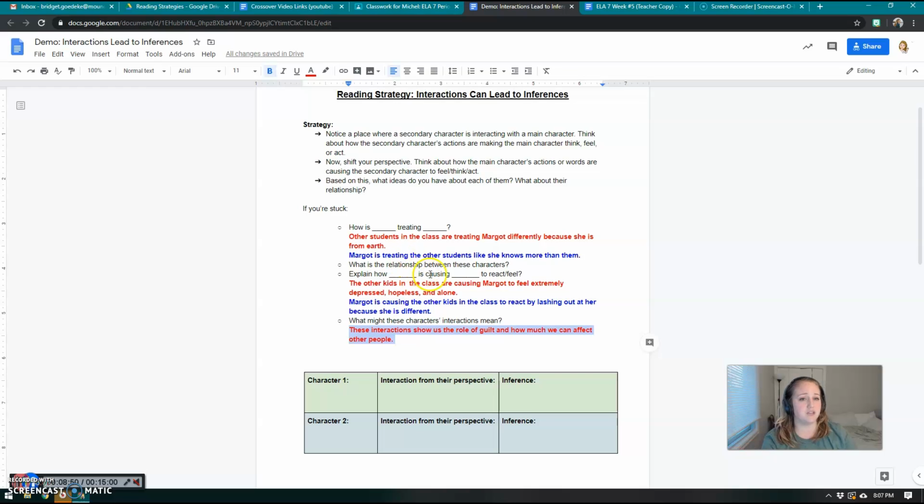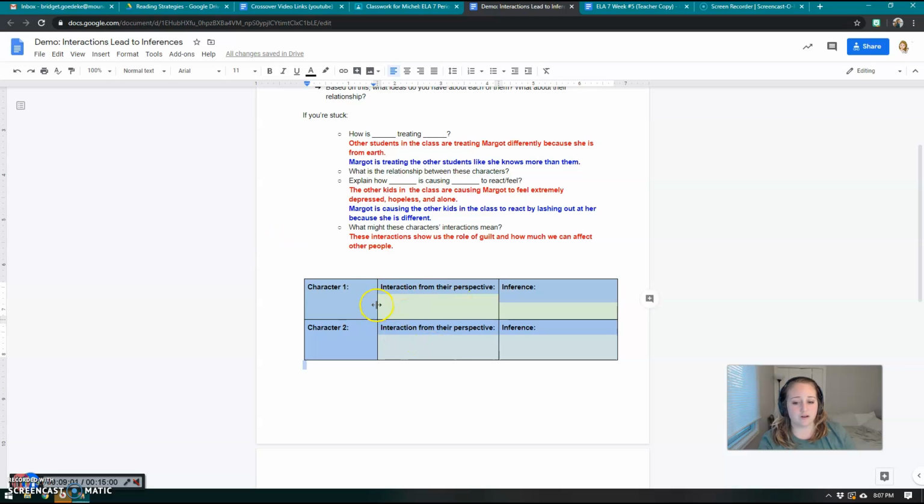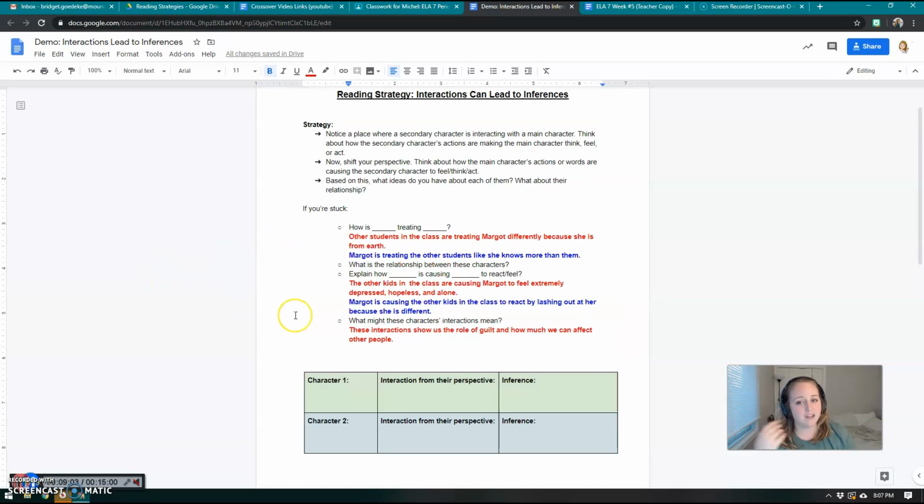I was stuck thinking about how I was going to teach you this today based on this story, and going through these questions actually really helped me. You can also use this bottom part here, this graphic organizer section, and think about it that way, okay?